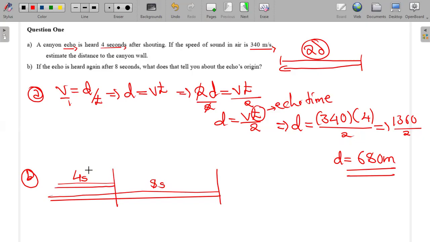So the echo that you hear the second time, after 8 seconds, is because of the second reflection from the second canyon wall. As simple as that, of which this second canyon wall should be at a distance that is further from the first canyon wall. That is the only explanation that we can give here.